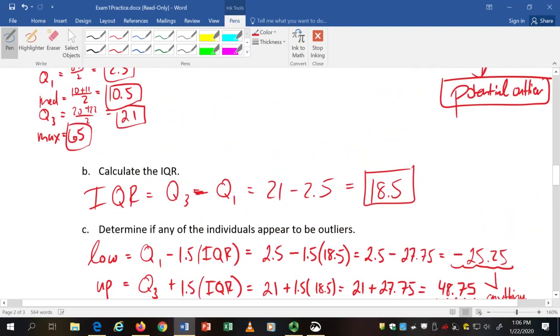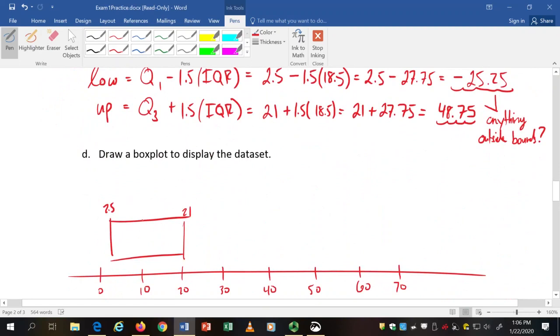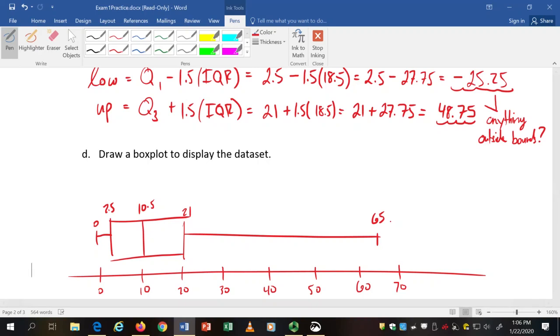Then you put a line at the median. Our median was 10.5, about right here. What was our min? The whiskers go out to the min, 0, and they go out to the max, 65. That's it. The box plot is just a quick way to show you the shape of a distribution. This distribution is obviously skewed because the box plot is not symmetric. If the box plot were symmetric, then the distribution would be symmetric. And it's skewed toward wherever the tail goes, so that would be skewed right.